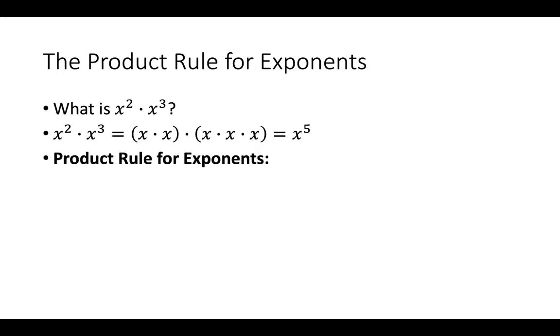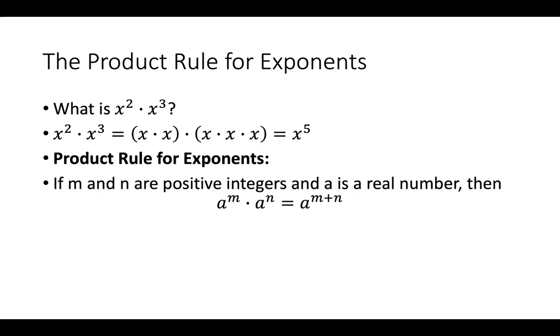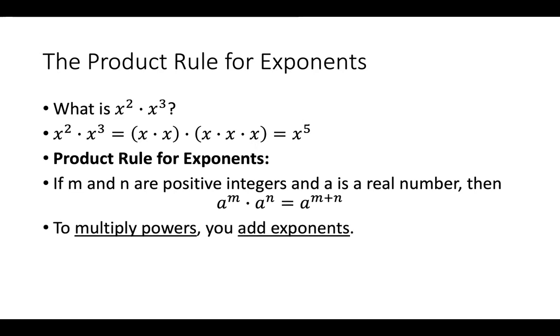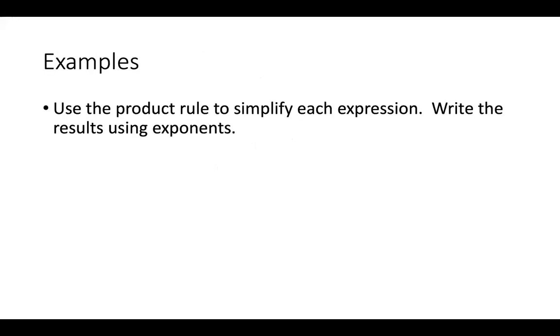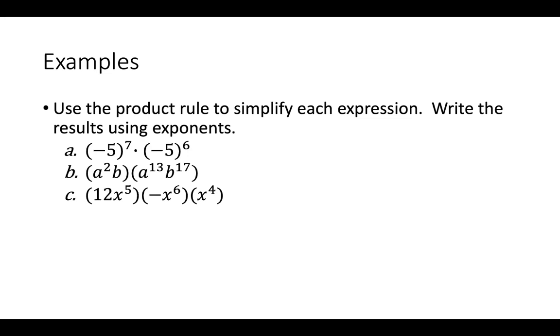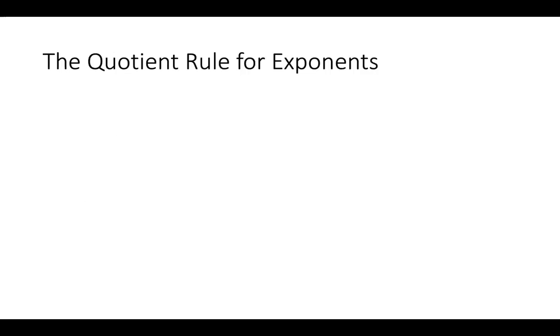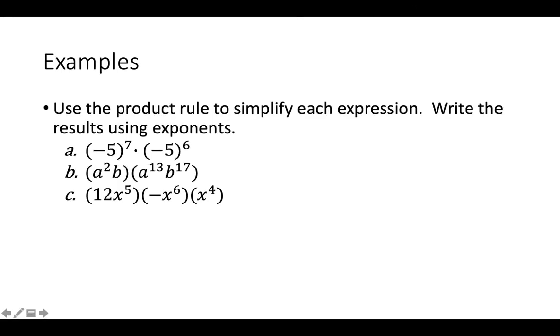All right, so that makes it not too hard to believe that when you multiply expressions like this, a to the m times a to the n, you need to add the exponents. So in words, what this rule says is to multiply powers, you add exponents. All right, so the examples we're going to do for this rule are right here. I think that's all of them. Yeah. All right, so I'll switch over to the tablet.